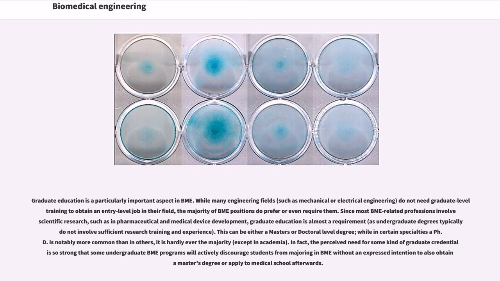Graduate education is a particularly important aspect in BME. While many engineering fields, such as mechanical or electrical engineering, do not need graduate-level training to obtain an entry-level job in their field, the majority of BME positions do prefer or even require them.